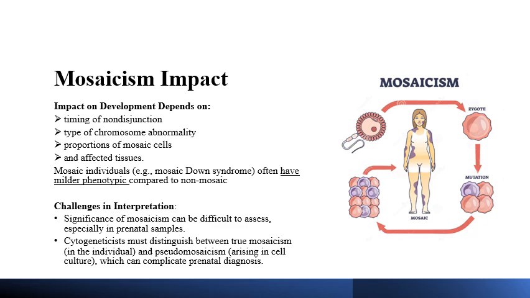And mosaic individuals, such as mosaic Down syndrome, usually have a milder phenotype compared to non-mosaic because your normal cell line actually buffers the impact of the abnormality in the patient.